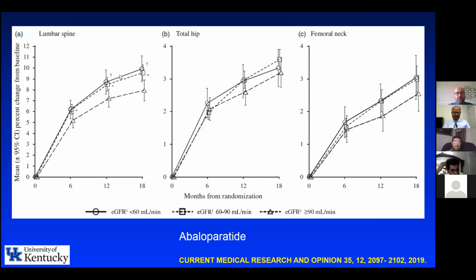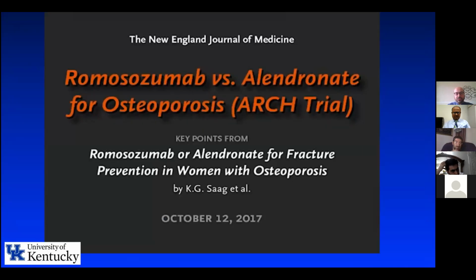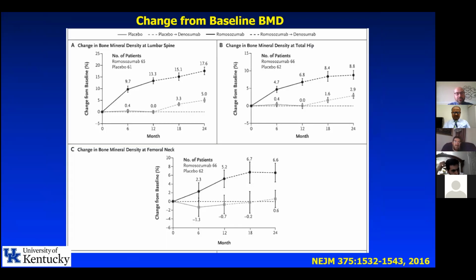And as you see here, here is a continuous line. This is the teriparatide. At least it's not inferior when it comes to patients with lower GFR. So patients with CKD stage 3 benefited from the teriparatide at least as much as patients with normal kidney function or CKD stage 2. I want just to finish.